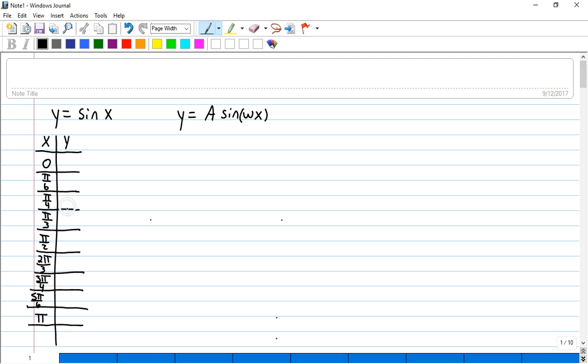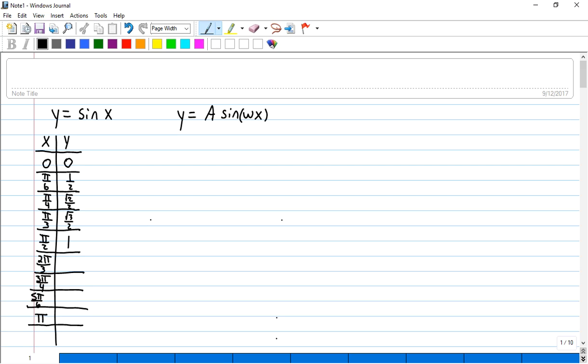Now I have to know what these values are. All right, so the sine of 0 is what? 0. The sine of pi over 6 is 1/2. The sine of pi over 4 is the square root of 2 over 2. The sine of pi over 3 is square root of 3 over 2. What about the sine of pi over 2? 1. And now these next angle measures, these are all in the second quadrant.